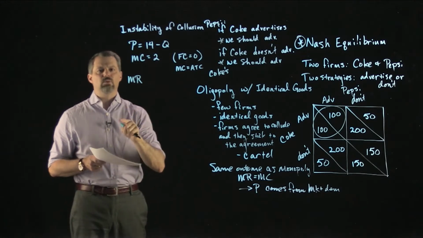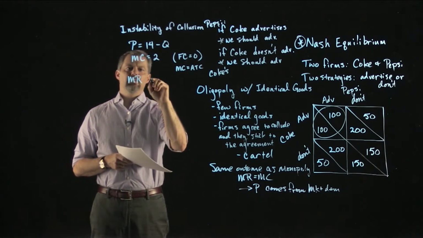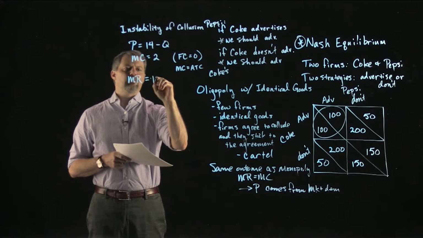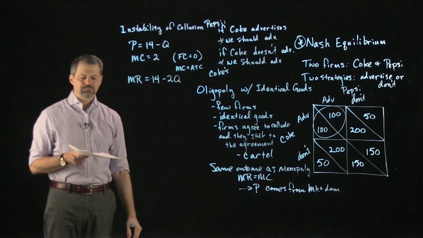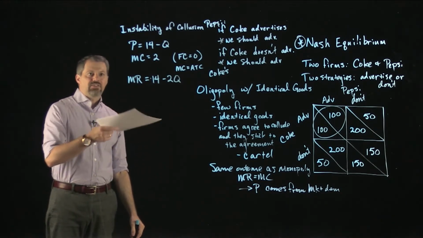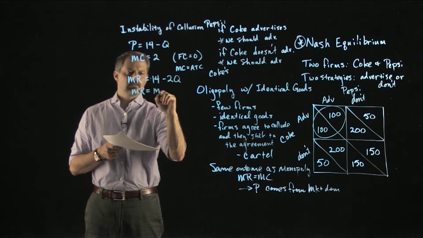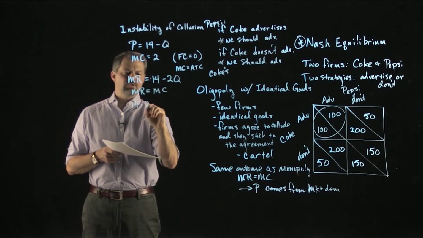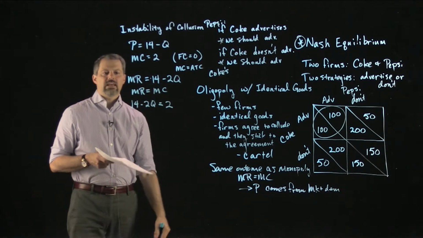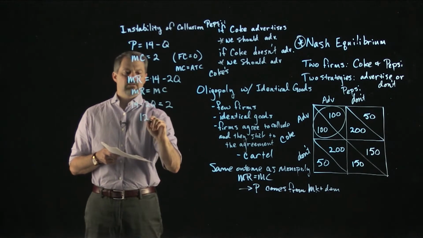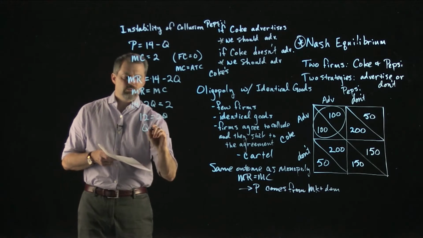That's what we want to be working with to get the marginal revenue curve. So marginal revenue is equal to 14 minus 2Q. Same intercept, twice the slope. Now we're going to set marginal revenue equal to marginal cost. So 14 minus 2Q is equal to 2. That gives us 12 equal to 2Q, and Q is equal to 6.